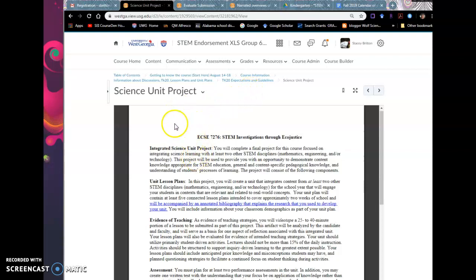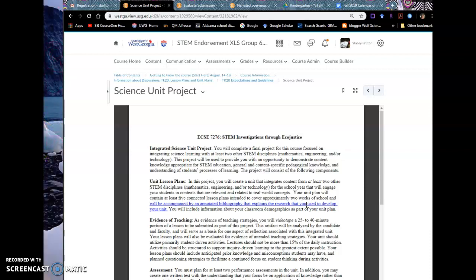So let's look through this science unit project. I'm not going to read everything verbatim for you, but you can go in and revisit it. You've created one of your lesson plans already. So what we're asking is that you create at least 5 connected lessons covering approximately 2 weeks, and you're going to put together an annotated bib that explains what kind of research you came through to come up with this particular plan. You've created one of your math ones already with your EDP lesson. So this just allows you to develop other ones around that concept and with this in mind.